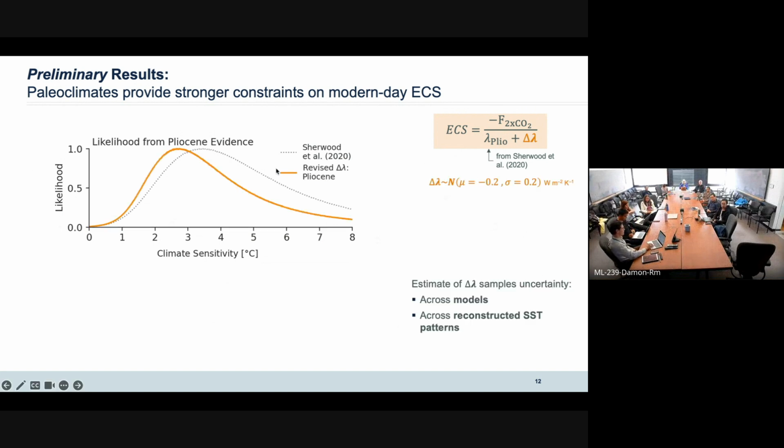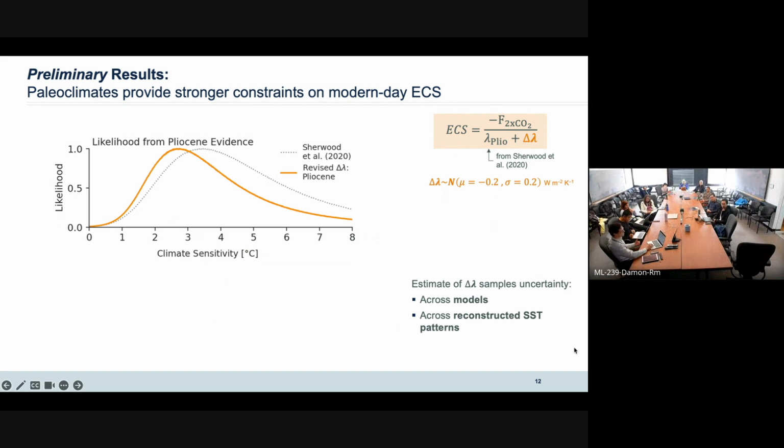And when we do that for the Pliocene, you can see that we get a somewhat lower tail for ECS from the Pliocene. And we assign a distribution to that delta lambda term that's based off our model simulations, and it includes uncertainty from differences in model physics and uncertainty in the reconstructed SST patterns that's propagated all the way through to the ECS constraints.